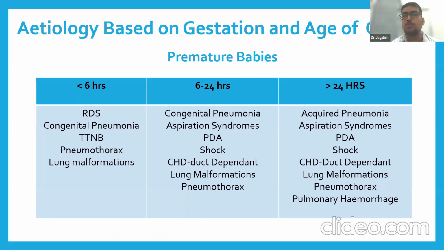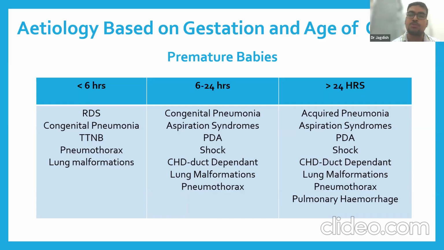In premature babies, the common causes, if the respiratory distress has started from the delivery room or within the first 6 hours of life, are, one, respiratory distress syndrome or hyaline membrane disease, where there is a surfactant deficiency because of prematurity. Second, it may be congenital pneumonia because of risk factors for sepsis. Third, it may be lung malformation, transient tachypnea, or a pneumothorax that has happened because of the resuscitation of the premature baby at the time of delivery.